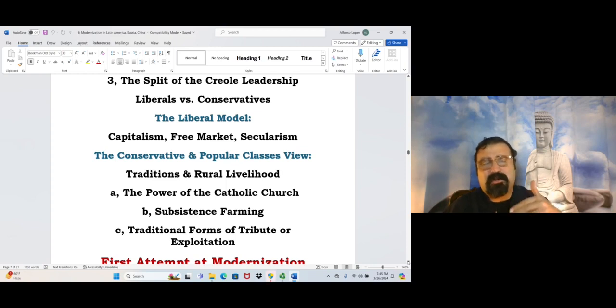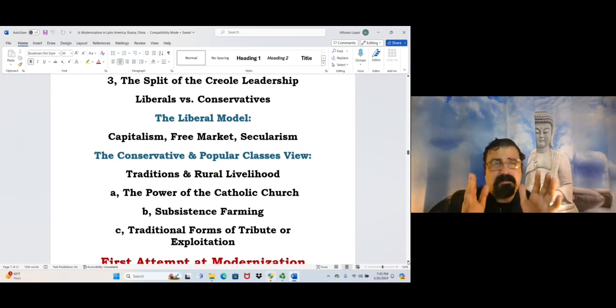And that, again, is going to lead to the creation of a middle class as well. And this is what they're actually looking for. That entails, of course, bringing in railroads and technologies, perhaps even industries. Again, the liberals are pretty much fixated on that idea. And of course, the other idea is secularism.